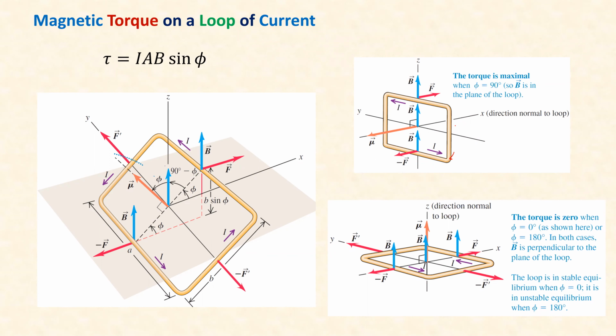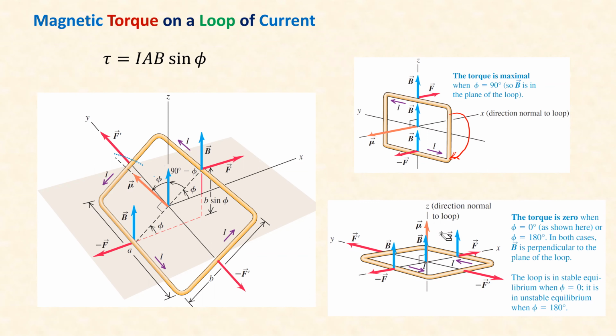So it rotates the loop in that direction so that mu becomes aligned with B. When mu is aligned with B, the torque is 0. And if you move it the other way, if mu goes this way, there's a torque bringing it back to the alignment. So the magnetic field tends to align the magnetic moment of the loop with itself.